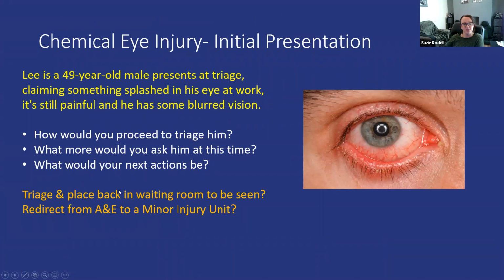So have a think about it. Would you triage and place him back in the waiting room to be seen, or, as in my patient's case, redirect him from the A&E to a minor injury unit? Any ideas on how you triage?